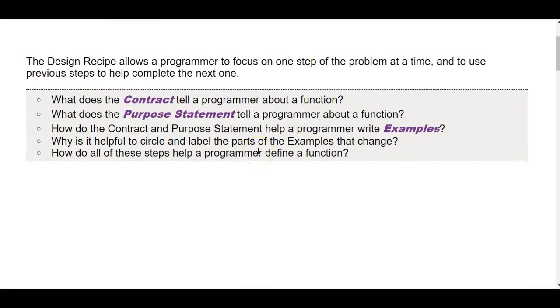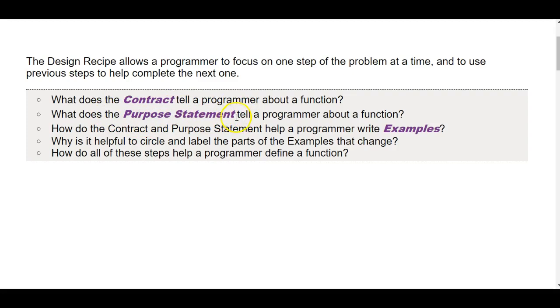All right. So stopping and thinking about the design recipe again. It allows a programmer to focus on one step of the problem at a time, and use previous steps to help complete the next one. What does the contract tell the programmer about a function? The data types and what it's going to produce. Okay. What is the purpose statement? And it also tells me the name of the function. Right. It tells me what type of data it's going to take in, its domain, and what type of data it's going to produce. Right.